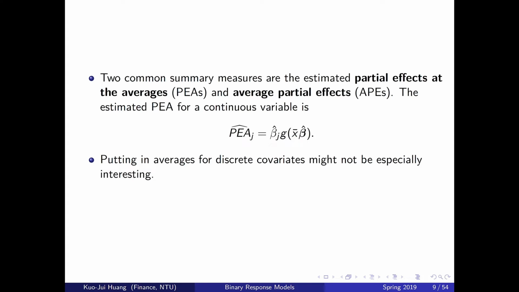There are two common summary measures for the logit and probit model, which are the partial effects at the averages, PEAs, and the average partial effects, APEs. The estimated PEA is defined as this, which is beta j hat times lowercase g function of x bar times beta hat. Please note that this term is just to plug the mean values of x into the estimated partial effects function.